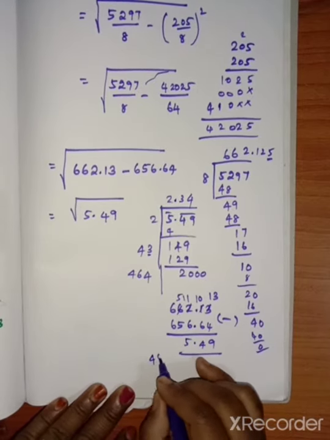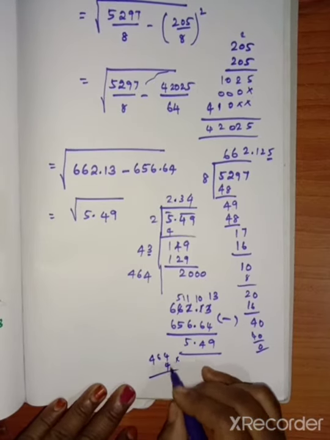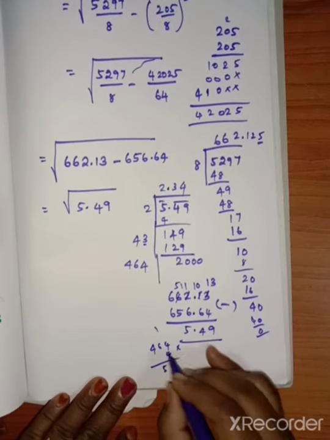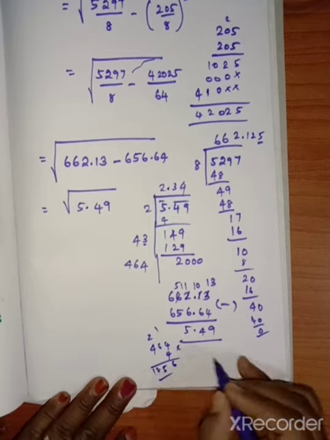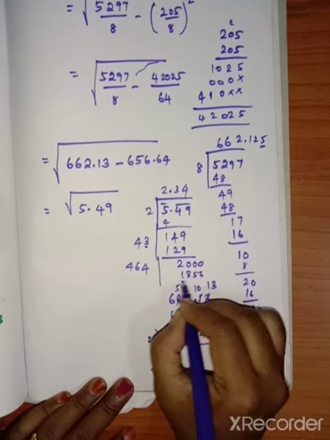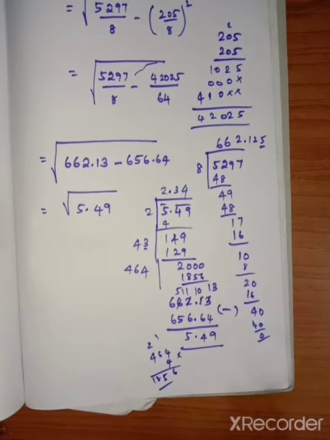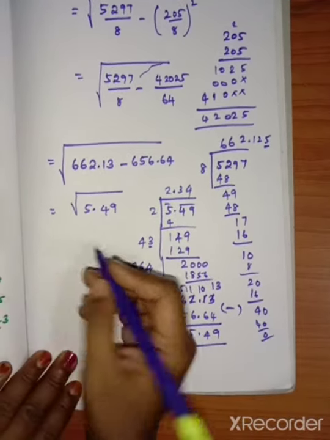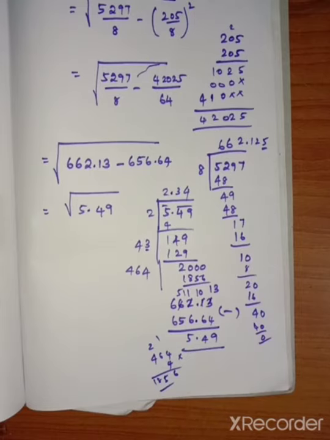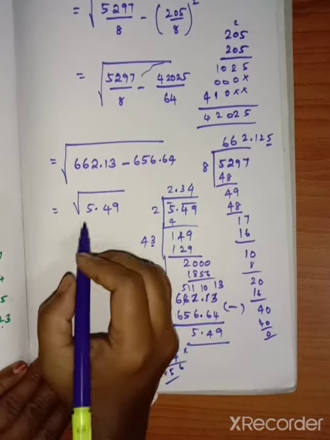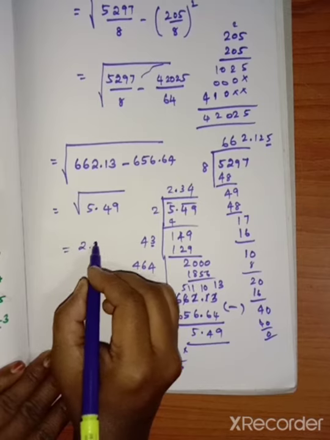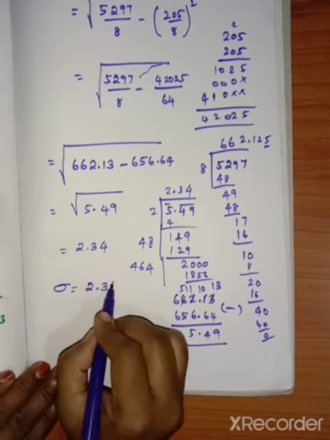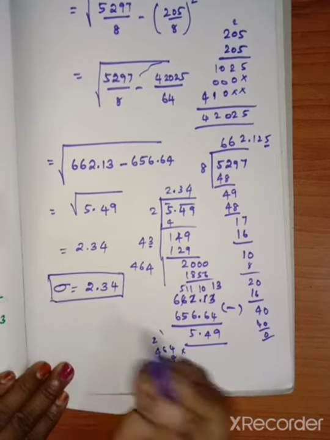So 464 into 4: 4 4s are 16, remaining 1. 6 4s are 24, 25. 4 4s are 16, 8. So 1856. If you want, you can do the next processing, or otherwise for the decimal, after we find 2 it's enough, or for some sums we need 3 or 4. So here the answer is 2.34. So the sigma value, that is the standard deviation value for this sum, is 2.34.